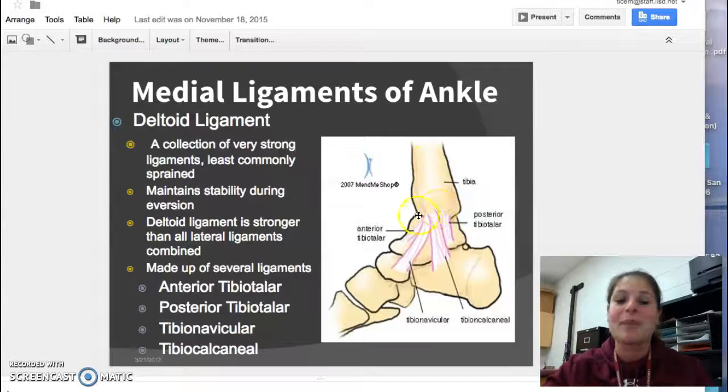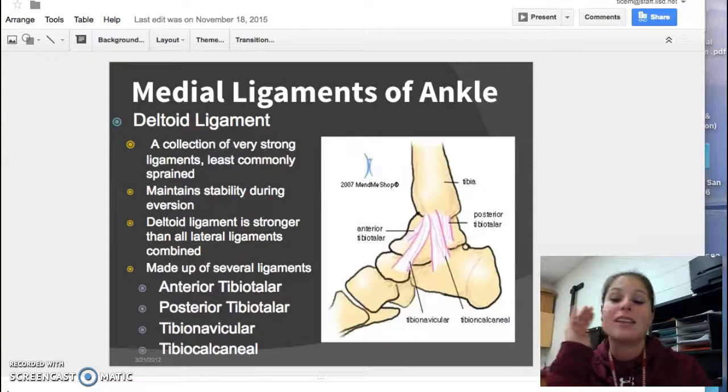tibio-talar, okay, because it's on the tibia, medial side. Then we have the tibio-navicular down here at the navicular, and it's connecting all the way up to the tibia, all right, and tibio-calcaneal. Here's our heel, there's the ligament that's connecting it to the tibia, okay?